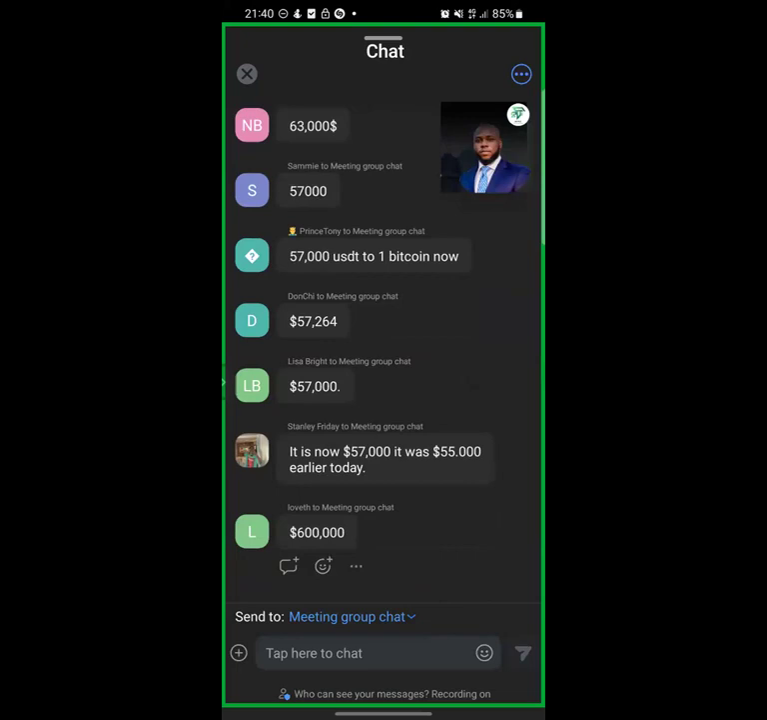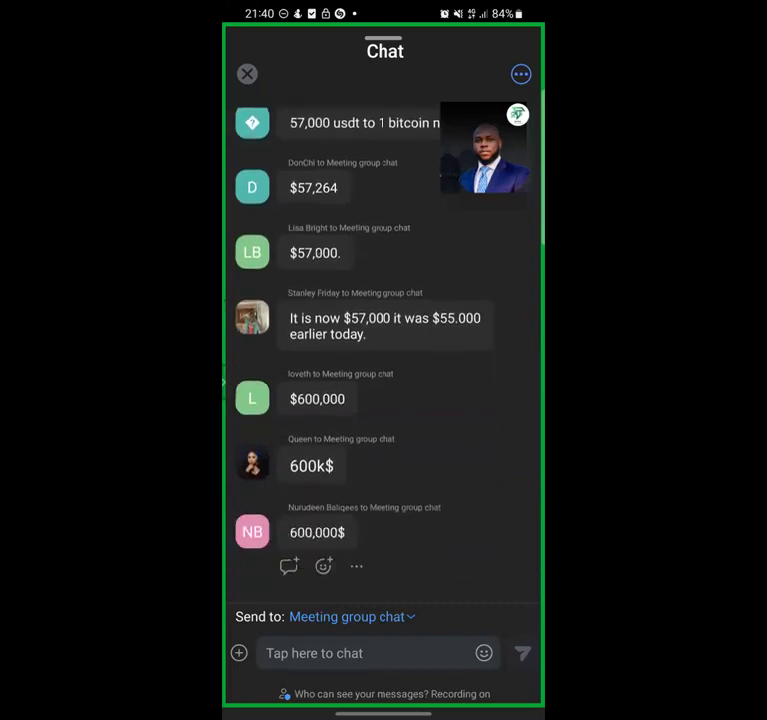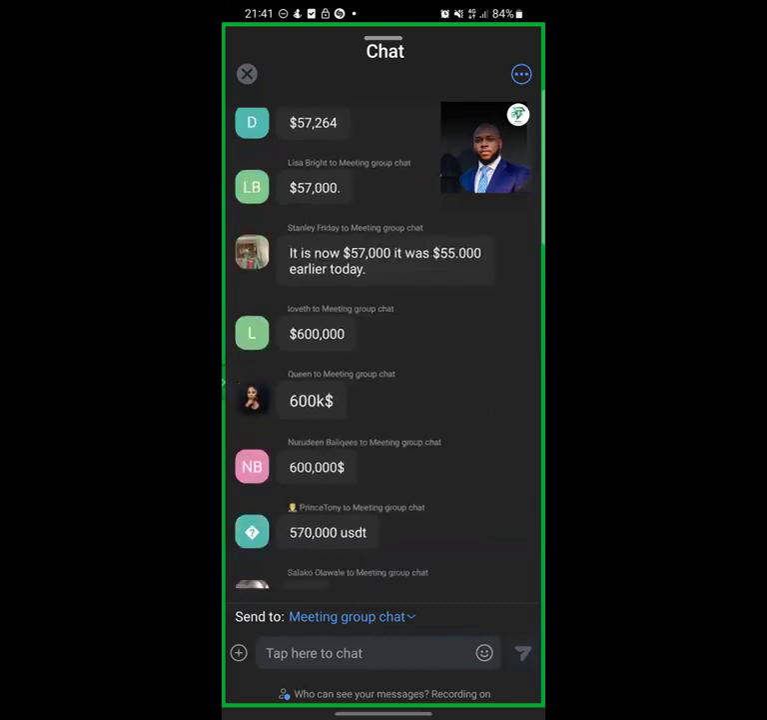All right, so Lovett says $600,000. Anybody else? 600K. So this is just for 10 pieces of Bitcoin. I'm sure nobody bought just $1 worth of Bitcoin back then. So picture those that just threw in like $100, or those that threw in even $50 just to buy Bitcoins. You know that right now they'd be multi-millionaires.